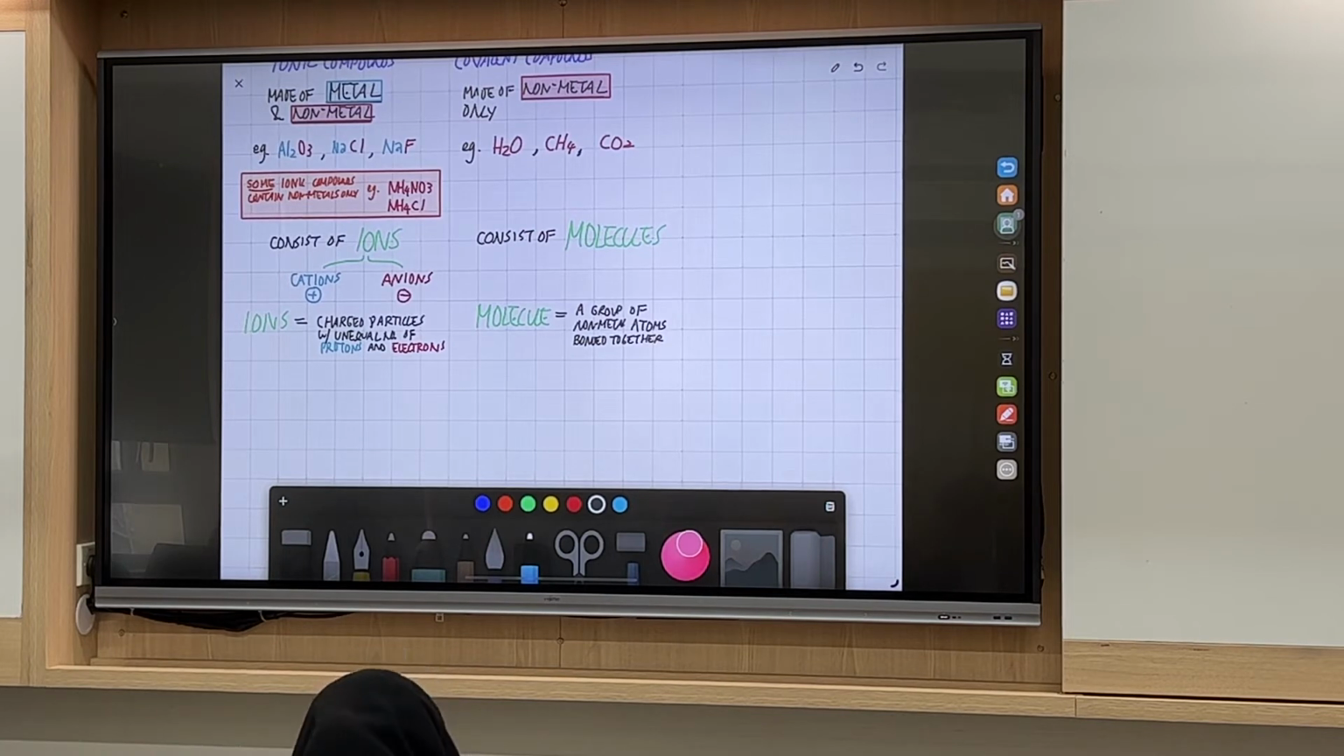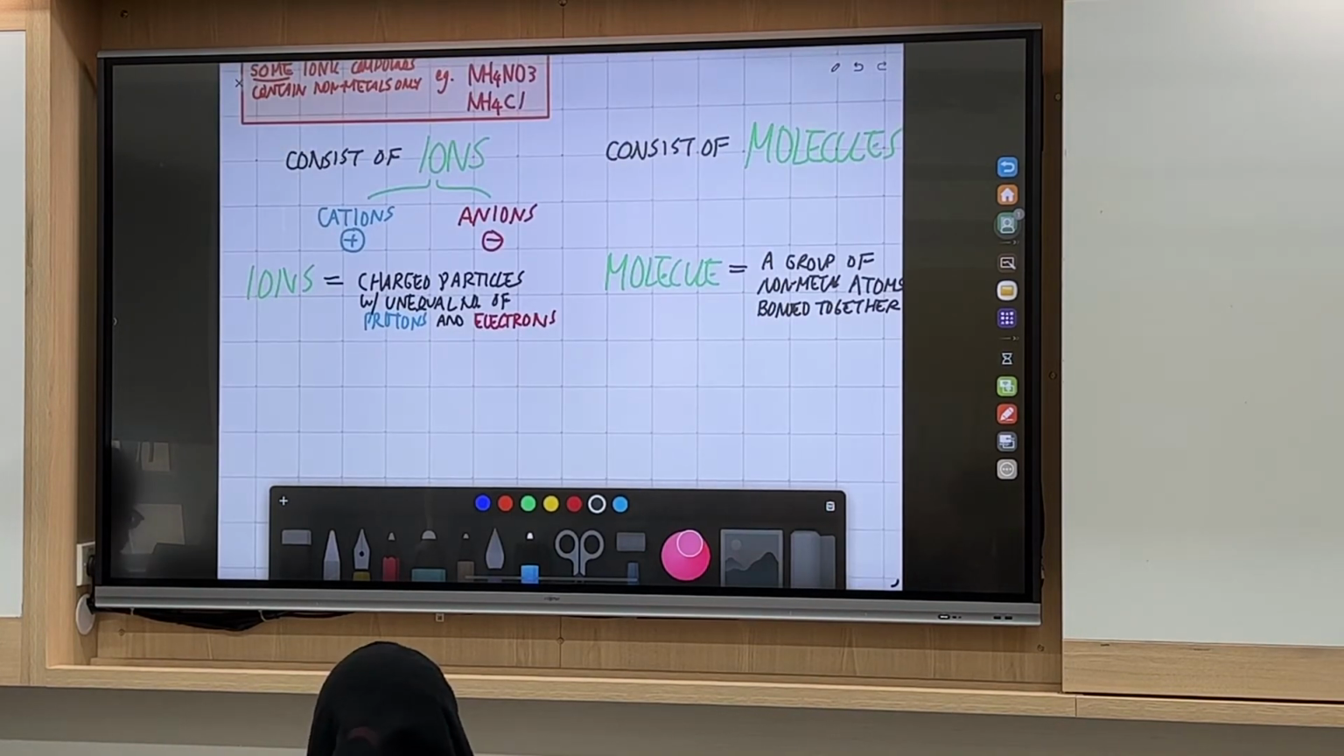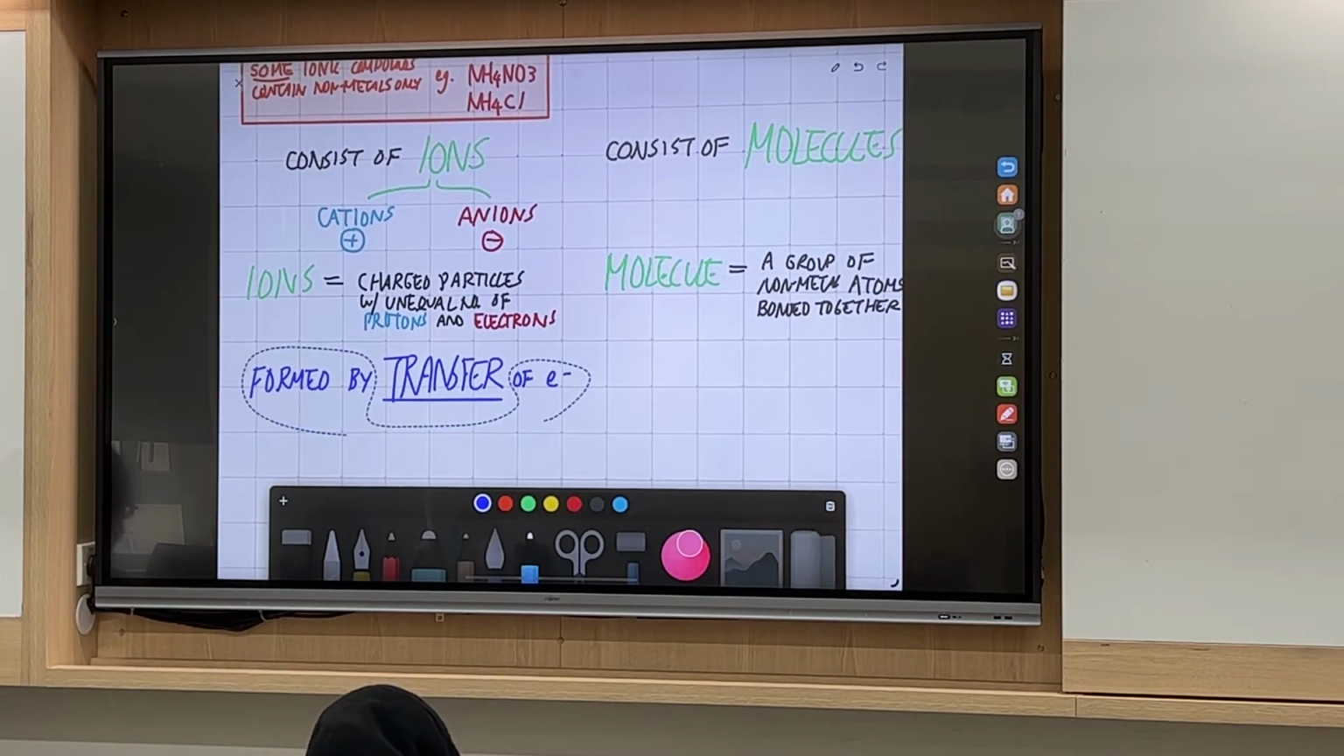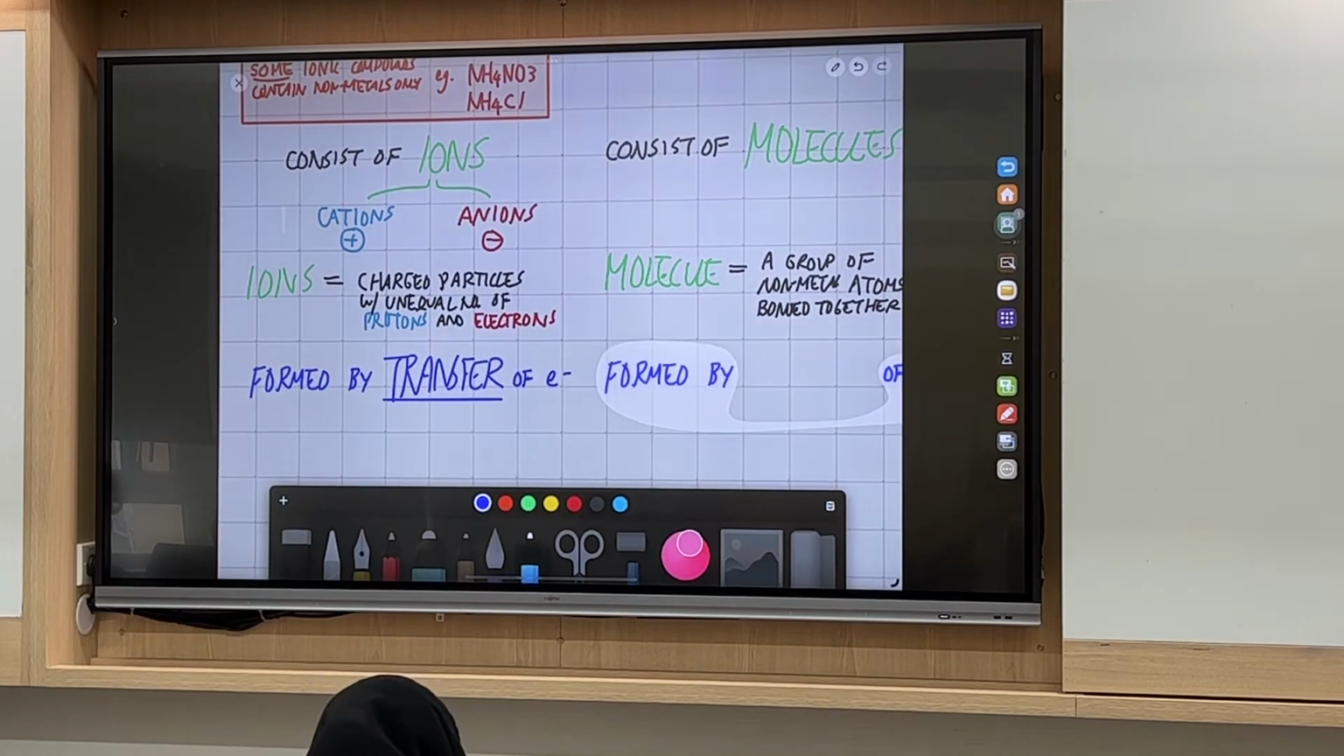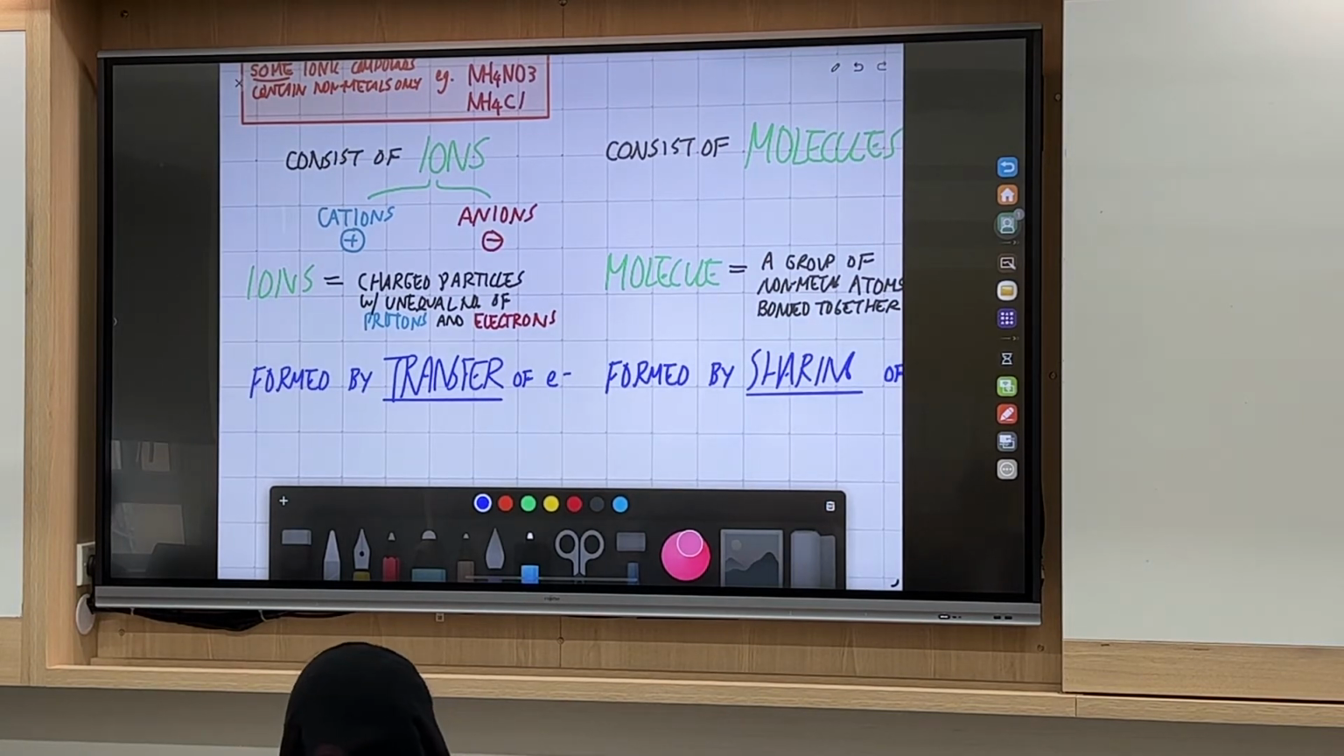So finally, we have the last blank, and then we have some hands-on activity below. Ionic compounds are formed when atoms transfer electrons, so write down formed by the transfer of electrons. The keyword is transfer. And covalent compounds are formed by sharing, and we'll see how that works. I'm sure you will know what that means by the end of this worksheet, by the end of the second lesson. Now let's look at the next section below.